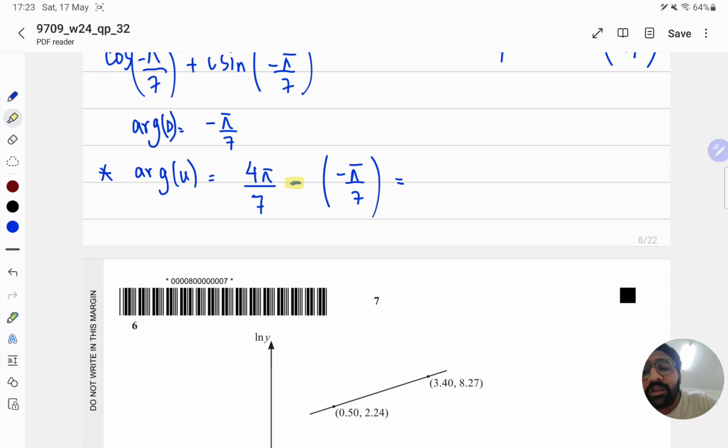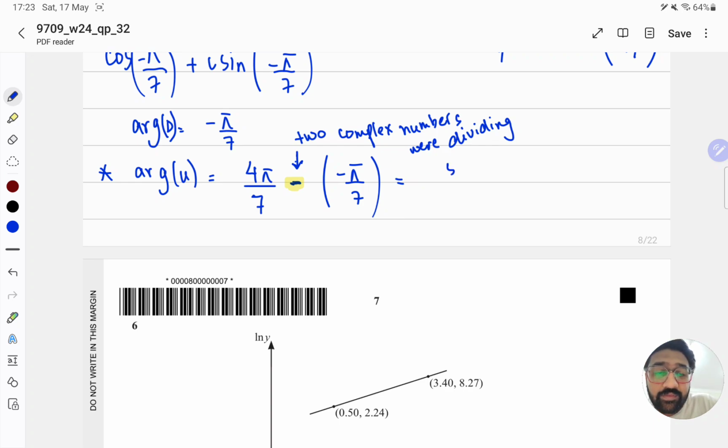Why are we subtracting? Because both the complex numbers were dividing. So that is why there is the minus sign over here. Now we'll add them, so it will become 5 pi by 7 as the argument of u as the final answer.